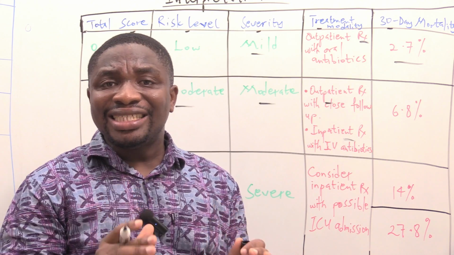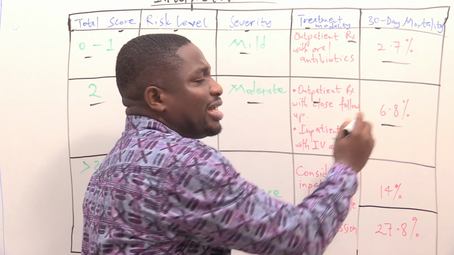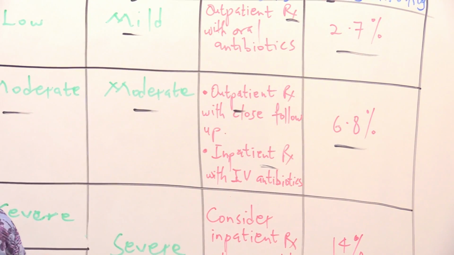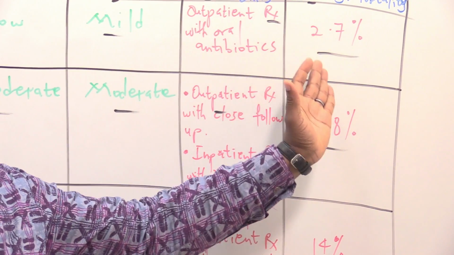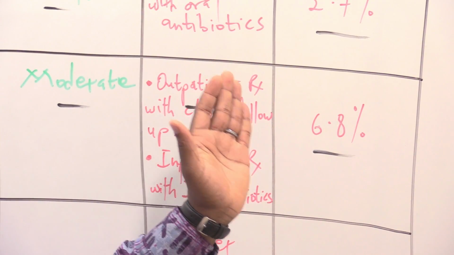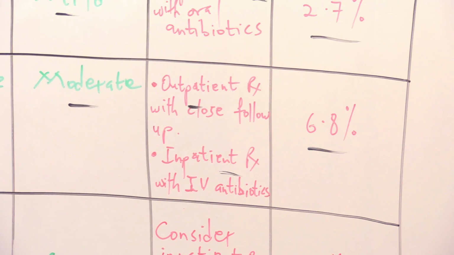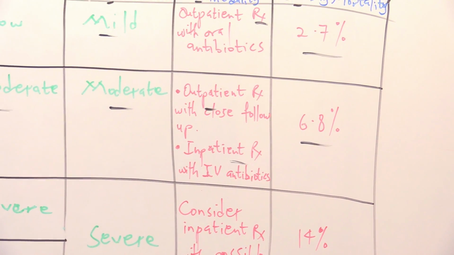And what will be the 30-day mortality in such a patient? It will be 6.8%, meaning you have about 3 times the mortality rate of the mild severity. Let's move to the next one.